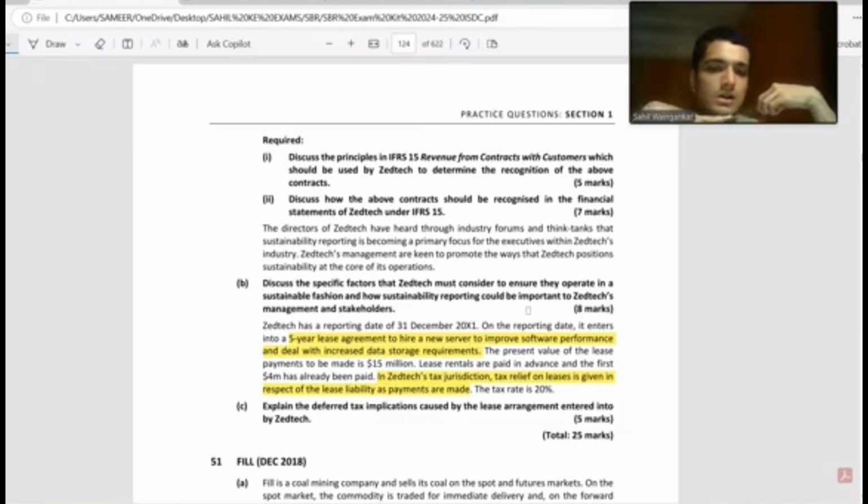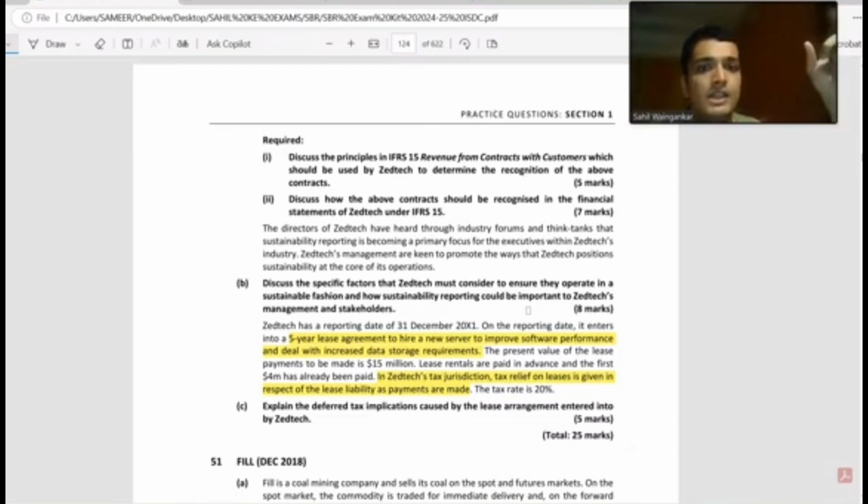So the carrying amount of lease liability is 15 million. The tax base for lease liability is 0. So a temporary difference will arise of 15. तो फिलहाल के लिए देखो अभी मेरा टैक्स बेस है ही नहीं, कैरिंग अमाउंट ज़्यादा है. सो दिस वुड लीड टू अ डेफर्ड टैक्स लायबिलिटी बीइंग क्रिएटेड.